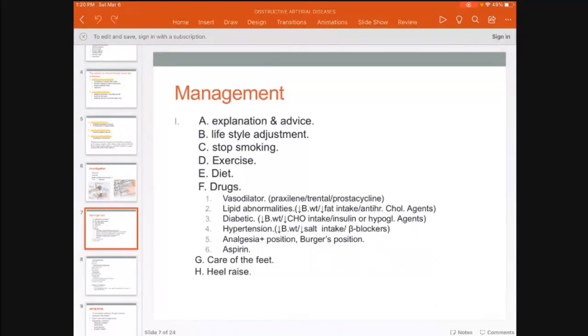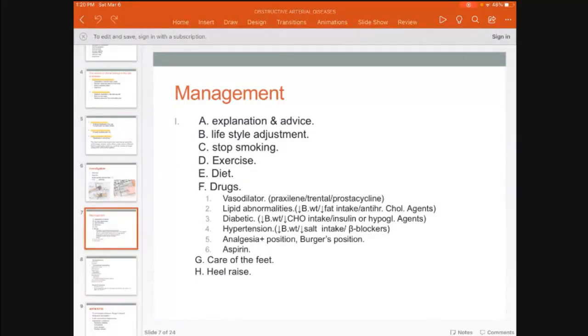For diabetes also, decrease body weight and carbohydrate intake, and you should give either an oral hypoglycemic or insulin according to the condition. Hypertension is also very important. Decrease body weight and salt intake, and maybe take a beta blocker or a calcium channel antagonist.